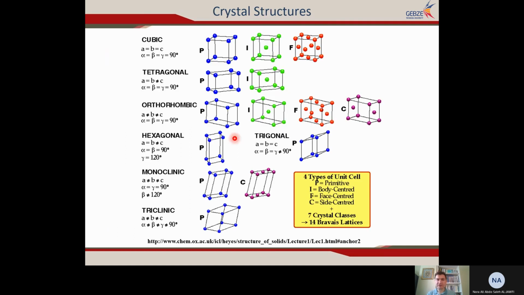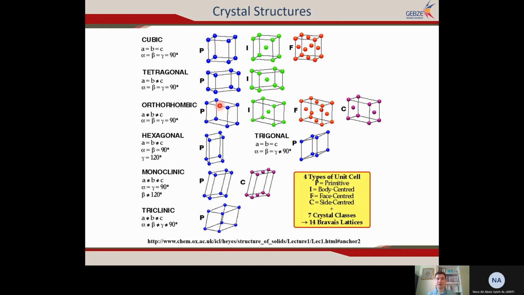Let me start with the crystal structures. Actually, you know this information from the undergraduate courses, from associate physics courses, from your bachelor time. So cubic is the very common one. There is tetragonal and orthorhombic, hexagonal, trigonal, monoclinic, and triclinic. 7 crystal classes we have. 1, 2, 3, 4, 5, 6, 7. 7 crystal classes.